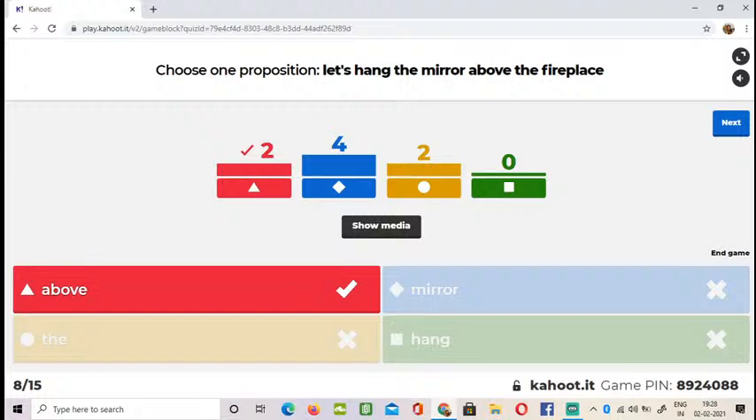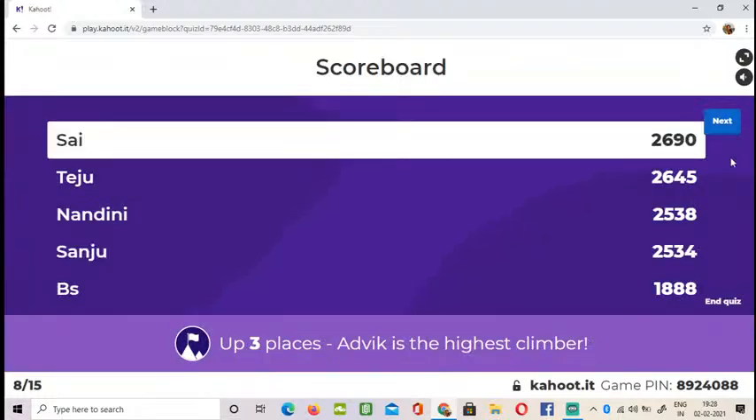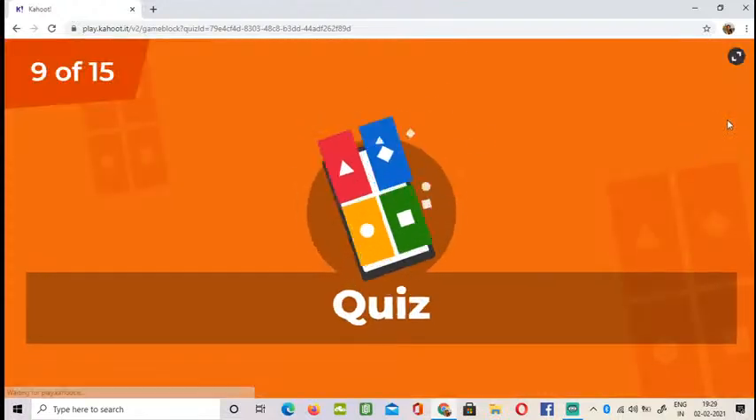No problem. It is above, because mirror is an object, so it's not the correct answer. And hang is the verb. We are hanging, we are doing something, so it is a verb. And the is the article, so it is also not the answer. The correct answer is above. Okay, I hope you all got it. So now let's see the scoreboard. There is no change in the scoreboard, and Advik is the highest climber. That's very good. I hope I can see you on the podium soon. So now let's move on to the next question now.